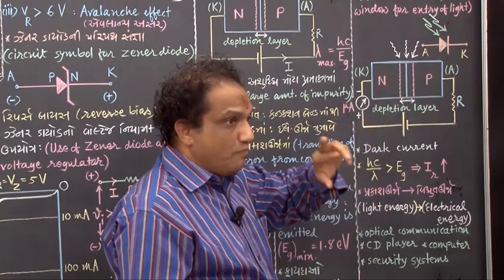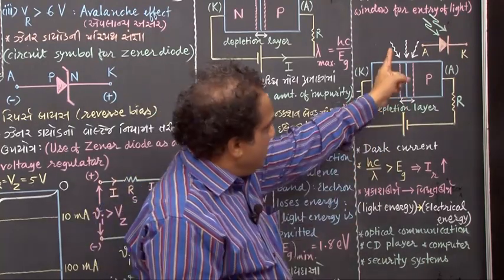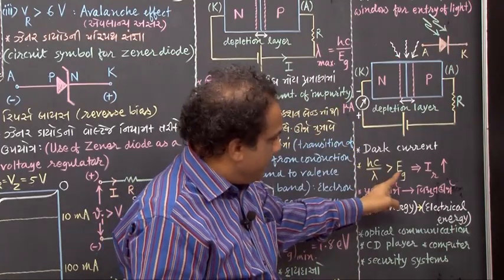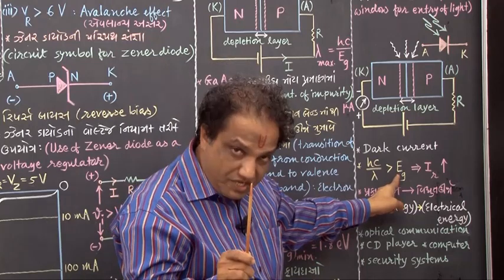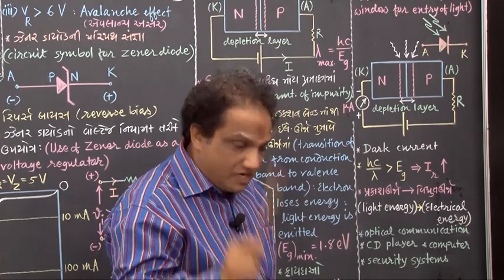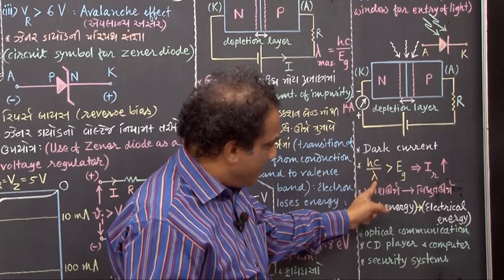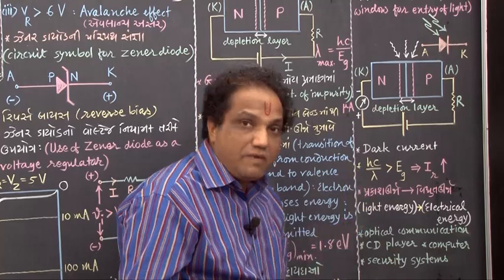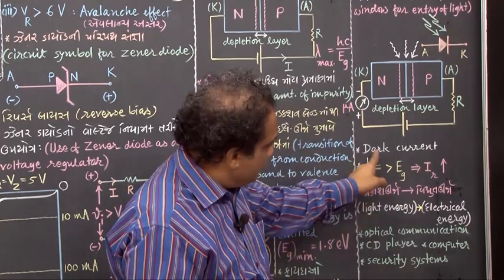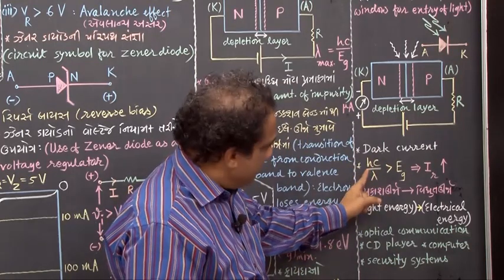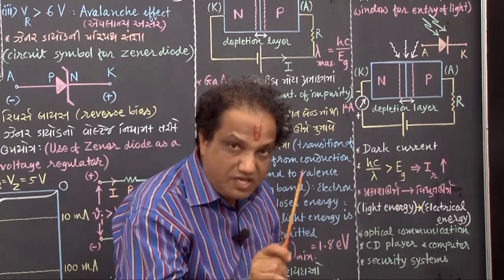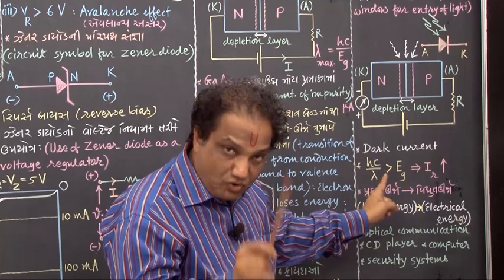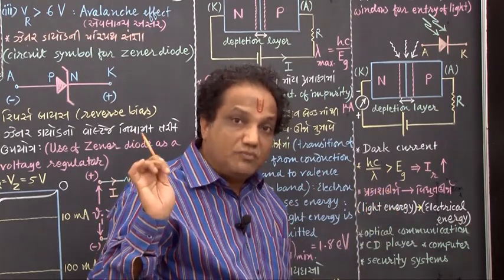Here, in order to have more reverse current, the energy of one photon of incident light must be greater than the band gap energy. The energy of one photon of incident light is given by the formula hc upon lambda, where lambda is the wavelength of incident light, and that must be greater than the band gap energy. Okay. If you show this by symbol capital E, then E must be greater than Eg. Remember this condition for the detection of light using a photodiode. We will use this condition in one of the numericals.